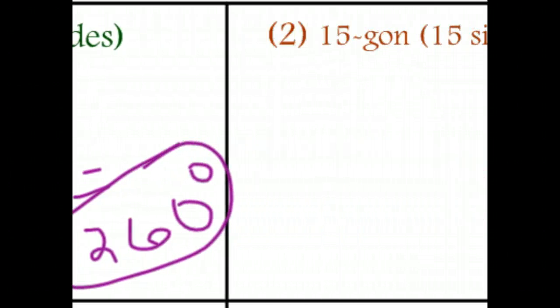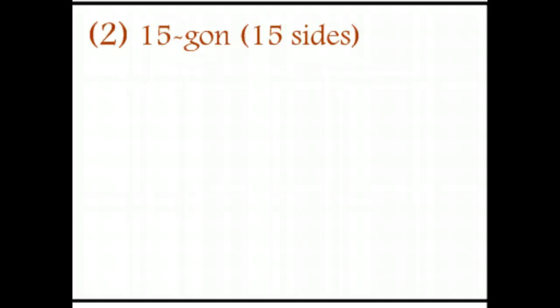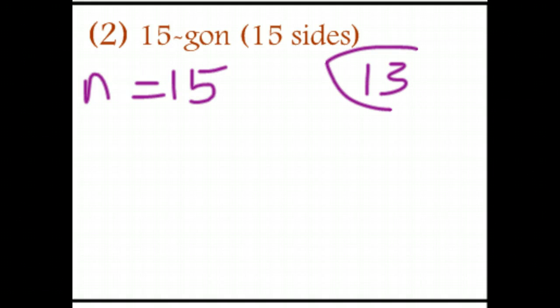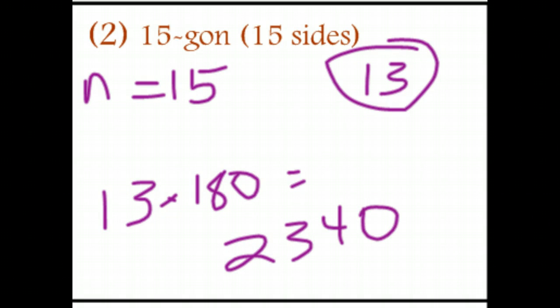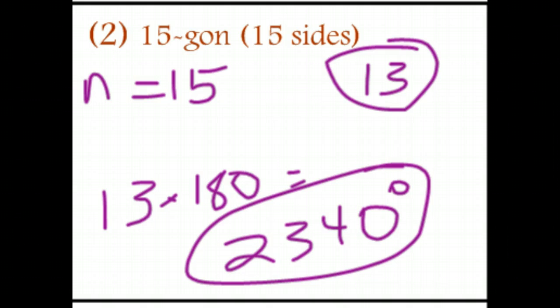In number 2, we have a 15-gon, one with 15 sides, and we could call it a pentadecagon, but it's much easier to call it just a 15-gon. So in this case, n is equal to 15. 15 minus 2 is 13, so 13 is what we're looking at. 13 times 180, because that is the formula, gives us a total of 2,340 degrees in a 15-sided shape.